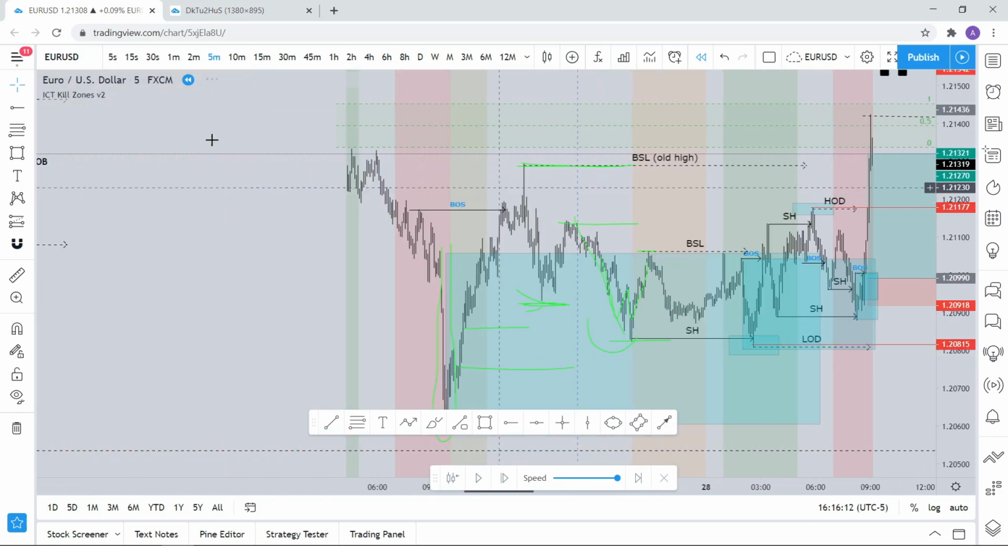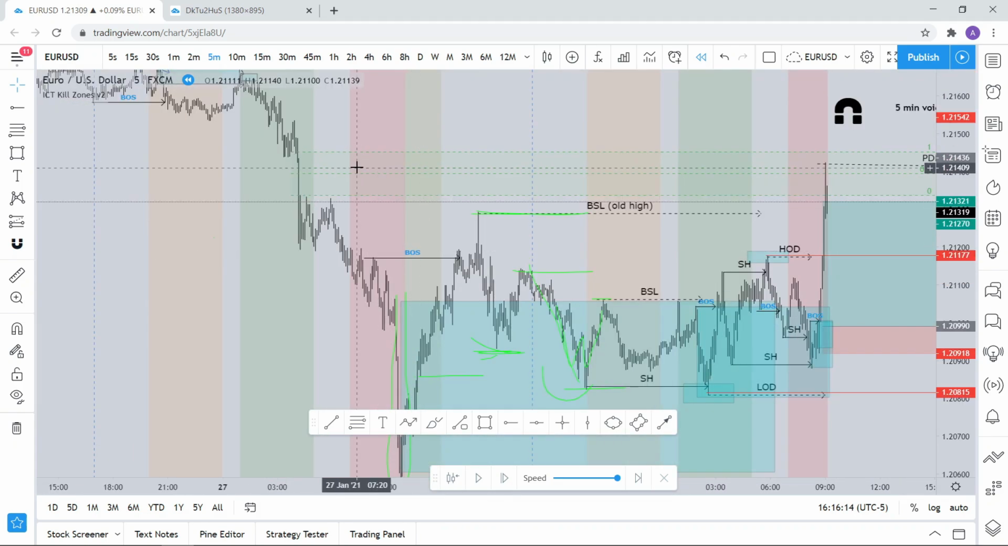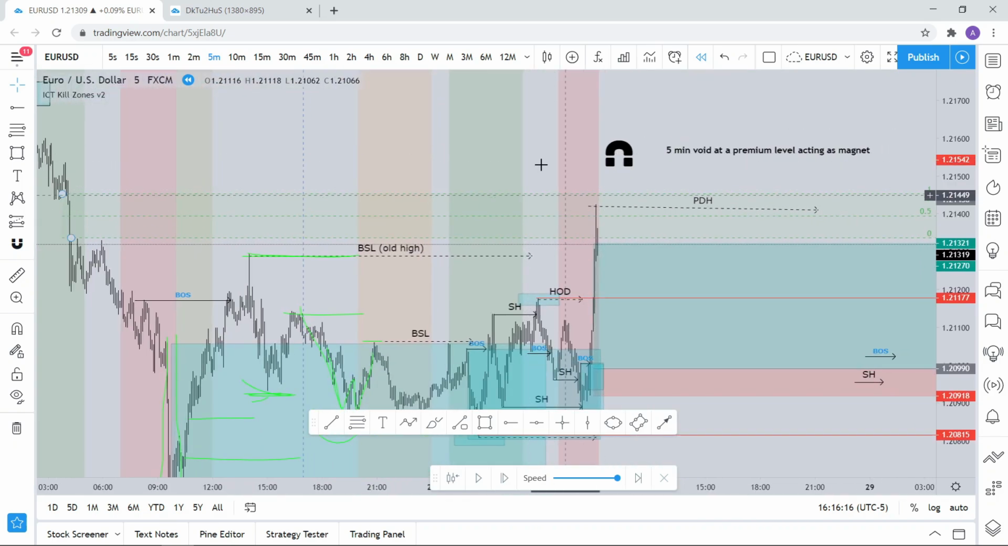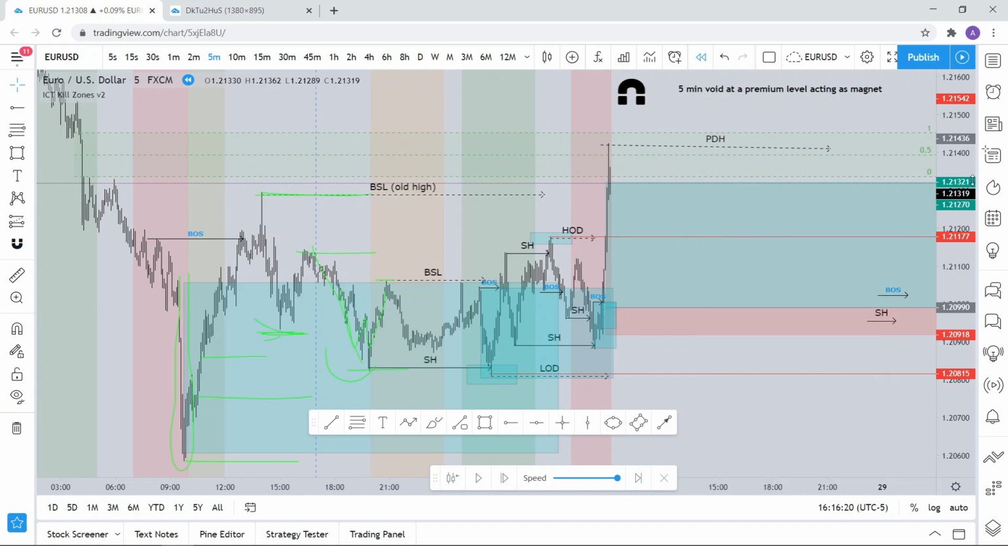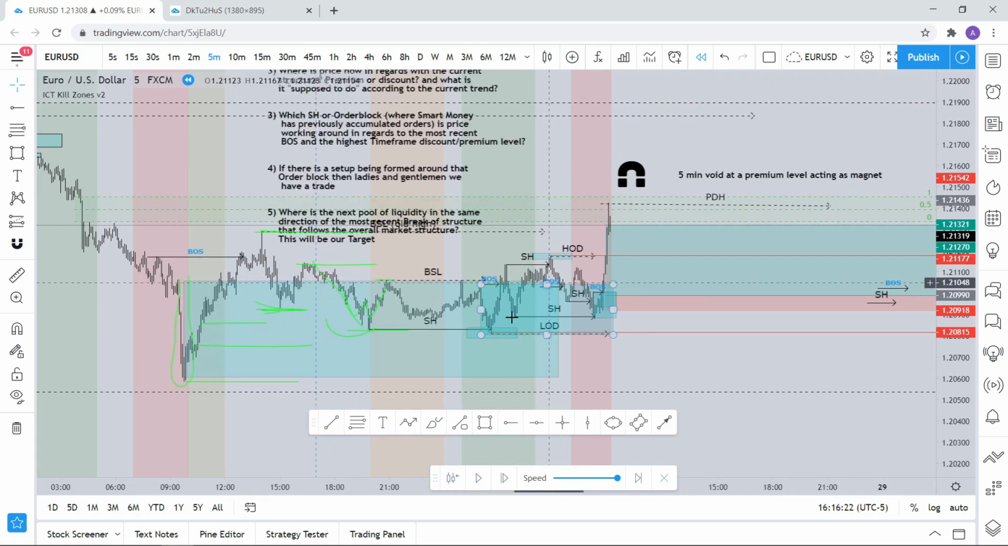And where did it go? To our original void that was attracting price, because price needs to rebalance this. So you can see how I built a story to create this setup.